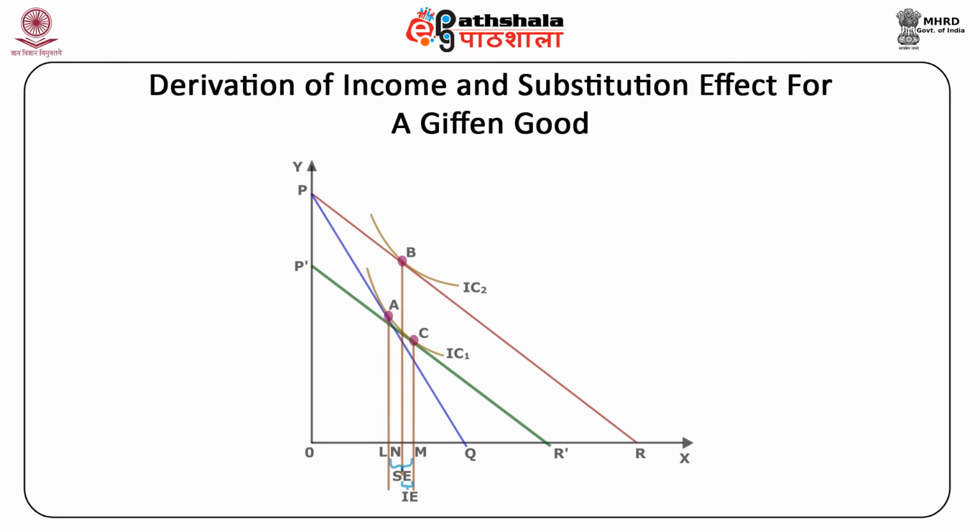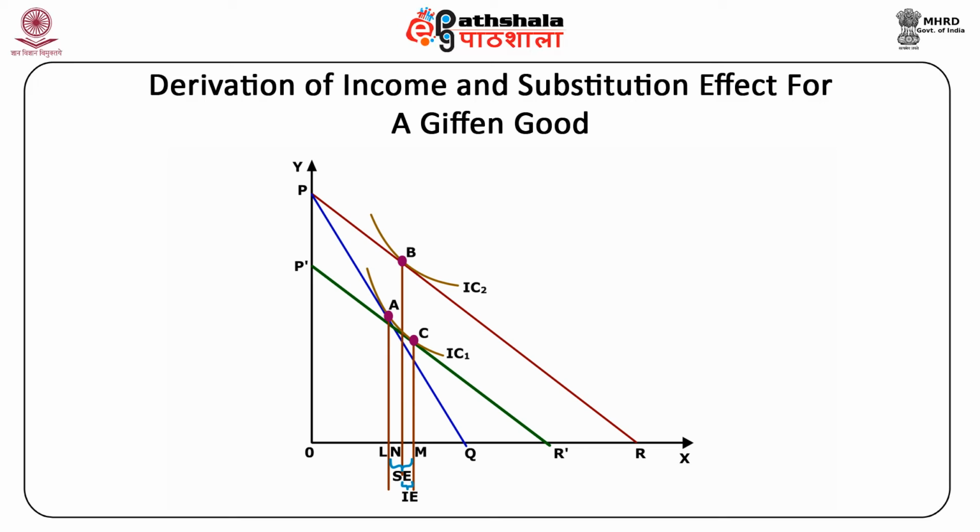The figure shows the income effect and substitution effect for a Giffen good. It is assumed that X is a Giffen good, and as before, ceteris paribus, we consider the case of a fall in the price of good X. The movement from A to C along the indifference curve IC1 shows the substitution effect, and the movement from C to B on a higher indifference curve IC2 shows the income effect of a fall in the price of the Giffen good X.